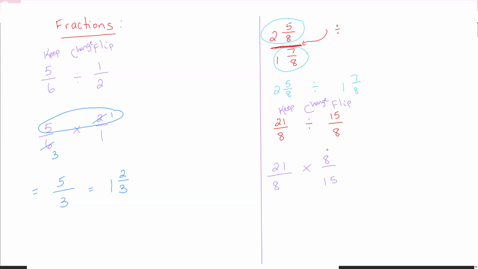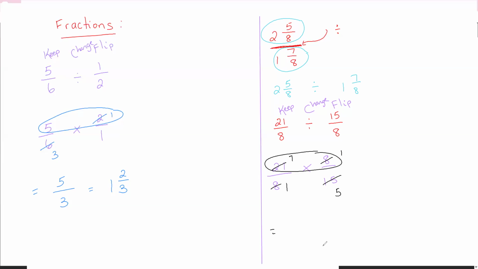And circle your numerators. Look at the bottom. Do you see any numbers that are sharing the same timetable? So we see 8 to cancel with 8. 21 and 15, we could find them both in the 3 times table, right? So 3 could go into 21 7 times, and 3 could go into 15 5 times.